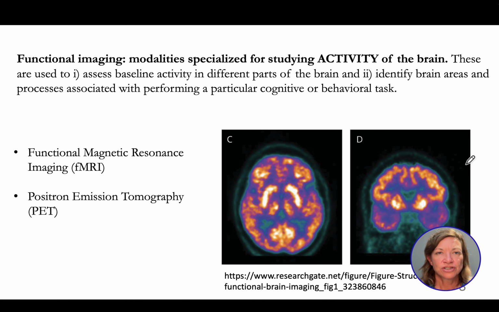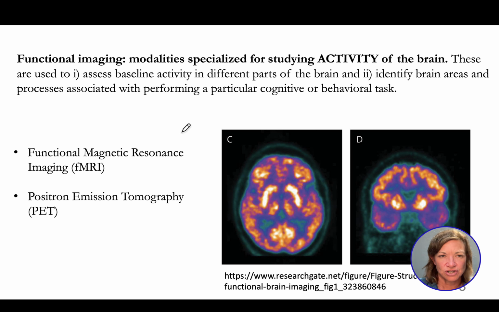In the other camp, we have functional imaging, and these are modalities specialized for studying brain activity. They're used in two ways. The first is to assess what we'll call baseline activity in different parts of the brain. So if you tell someone to do nothing but just lay still, that's what you're trying to measure. The other is to identify brain areas and processes associated with particular tasks. So that's task-related activity. What happens in the brain when I recite the alphabet? What happens in the brain when I reach out and grasp a cup and bring it to my lips? So those are task-related functional studies.